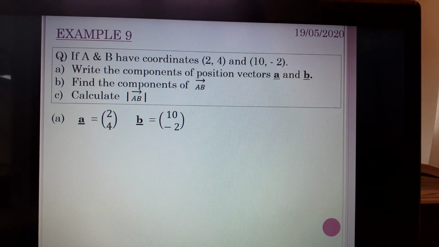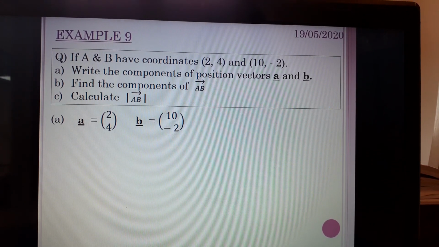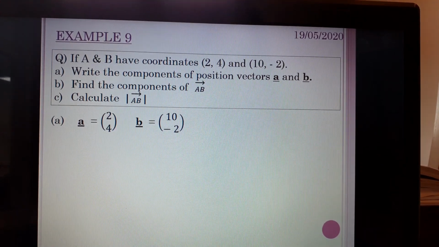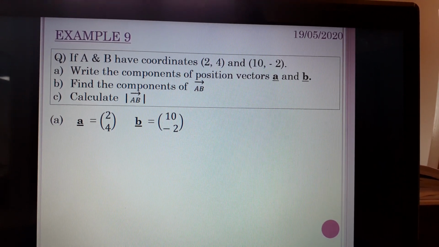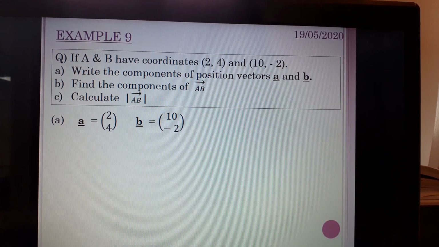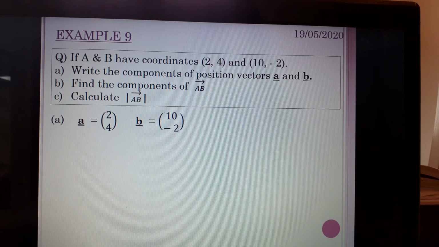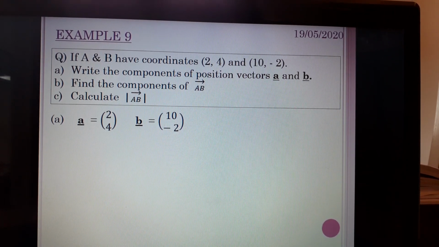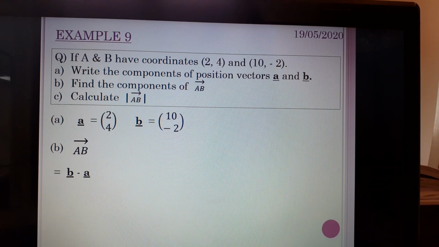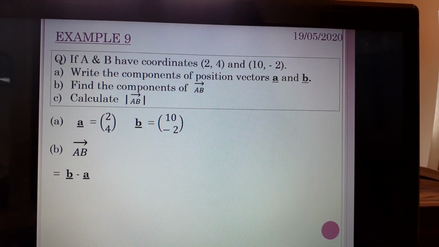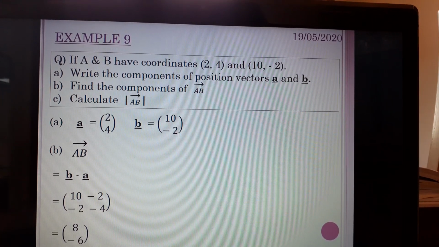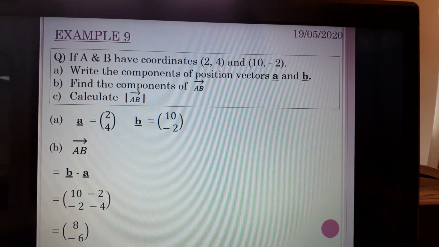So that's us now given the vectors for A and B, starting from the origin and ending at the coordinates A and B that have been given in the question. So it's the same numbers that you use, but you write them as vectors. So that's us got the position vectors A and B. So the components of A to B, looking at the position vectors that we've created, we're going to now do B minus A. Looking at the top 2 numbers, 10 minus 2 and minus 2 minus 4. So here we have the vector A to B, which is 8 and minus 6.